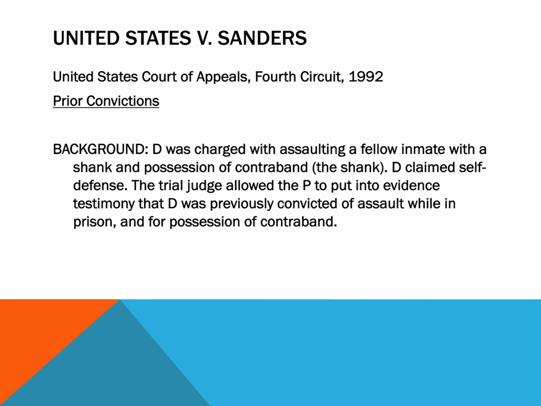Our last case was United States v. Sanders. This is a United States Court of Appeals case for the Fourth Circuit from 1992. This case is discussing the issue of prior convictions. As background, the defendant was charged with assaulting a fellow inmate with a shank and possession of contraband, being the shank. The defendant claimed self-defense, and at trial, the judge allowed the prosecution to put into evidence testimony that the defendant was previously convicted of assault while in prison, as well as for possession of contraband.